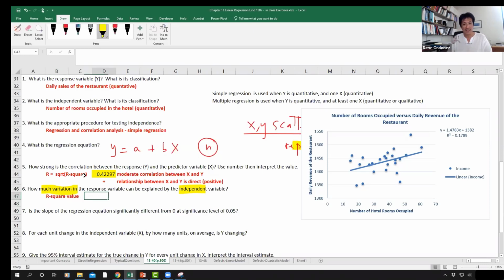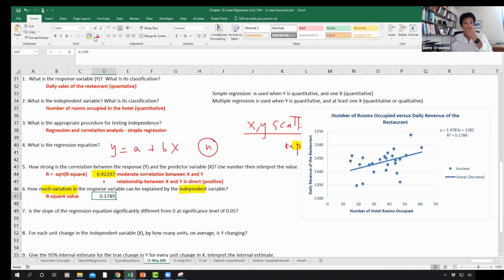And the R squared value is 0.1789, okay, which we obtained from over here. And I said that we would want to express this in a percent. So we can just use the percent format in Excel to convert that into this number. Okay, so what is the interpretation of this number?